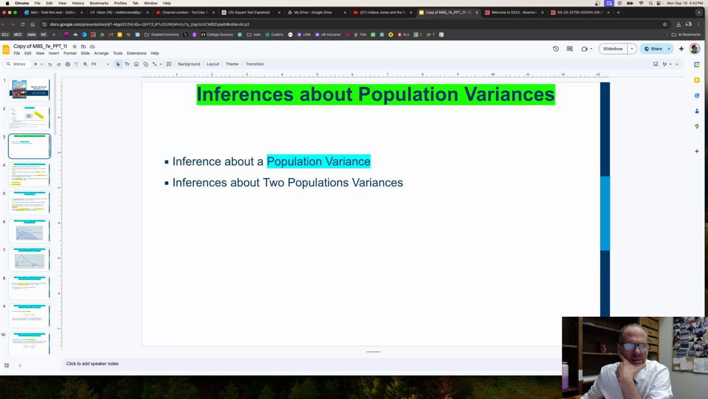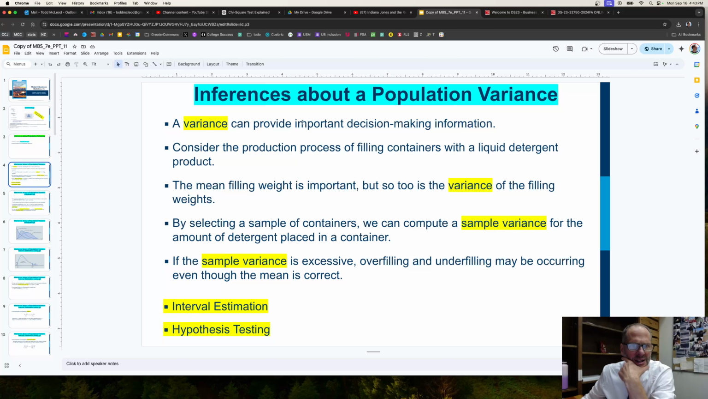Now we're going to learn a little bit about inferences about population variances. Statistical inference, or inferential statistics, is where we have a population and we take a sample. Based upon that sample, we can make inferences about the population. We're going to do that for variance. So we're going to see inferences about a population variance, and also inferences about 2 population variances. A variance can provide important decision-making information.